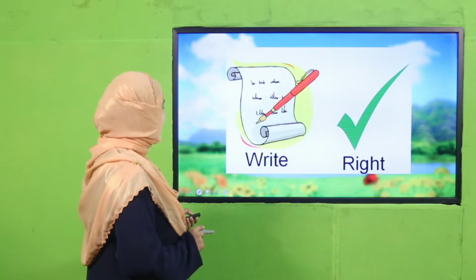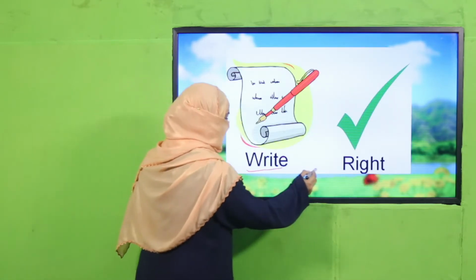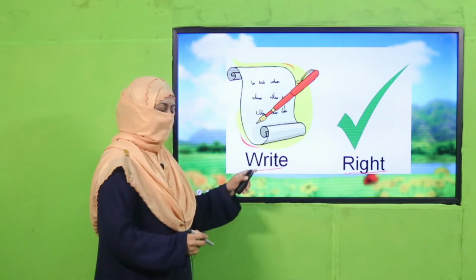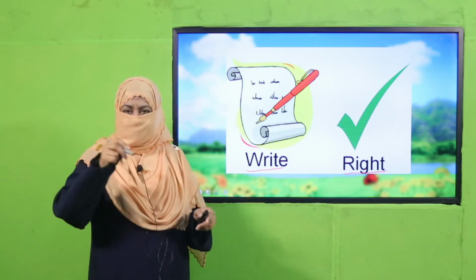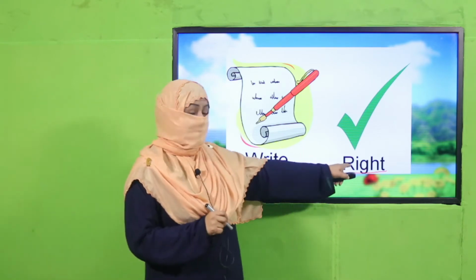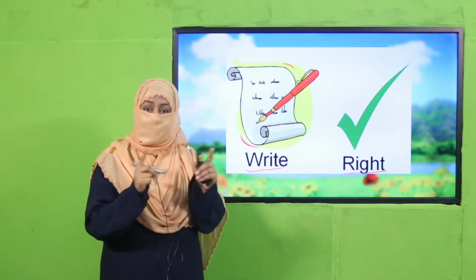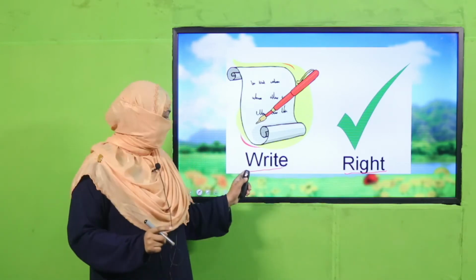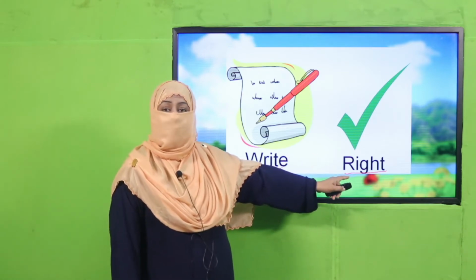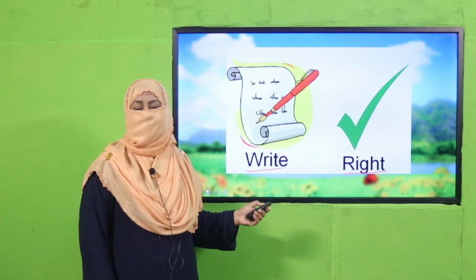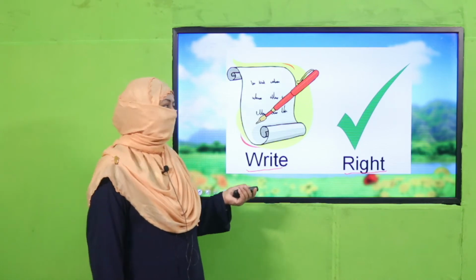Let's see from your book. Write and write. Right? What does this write mean? The way you are writing, you are taking notes. And what does this write mean? When I say write, you understand. Okay, good. So these are two different words. Their spellings are different, but they sound same. That's why they are homophones.